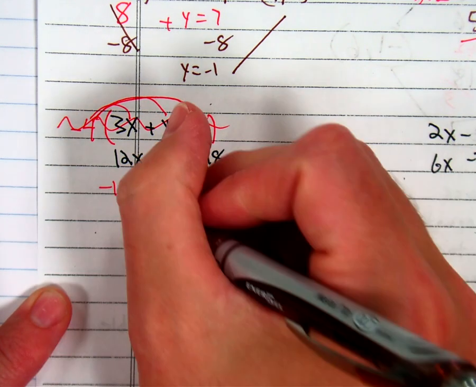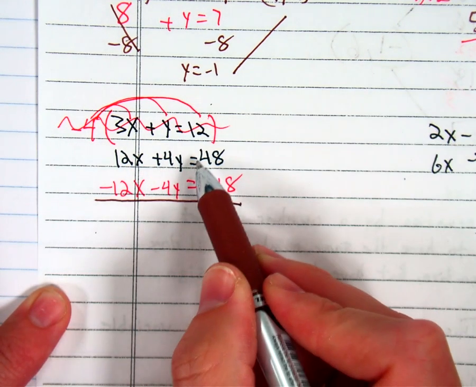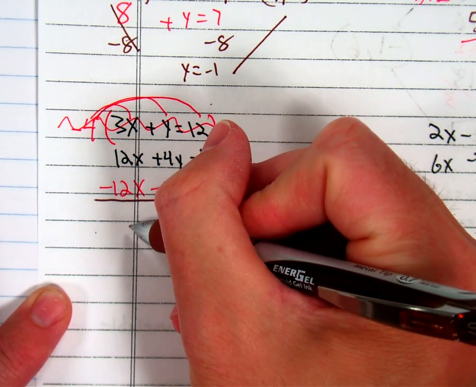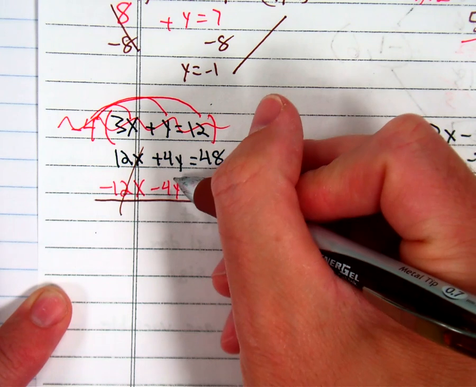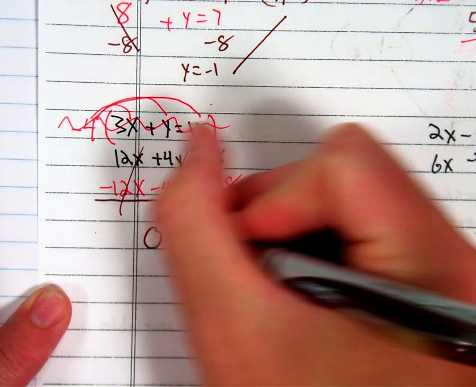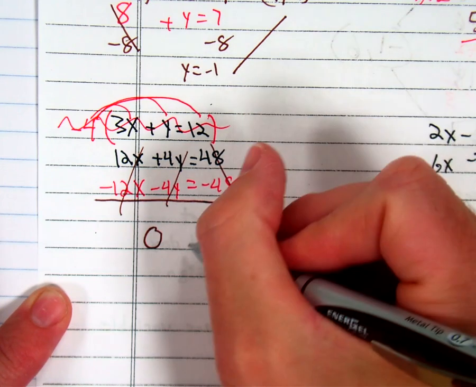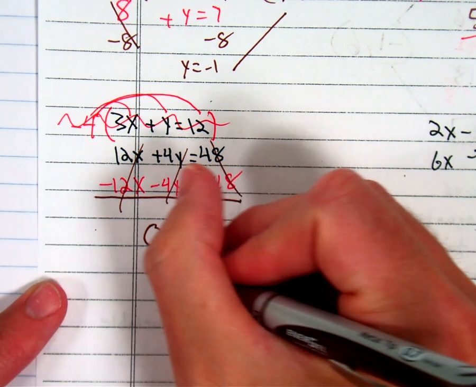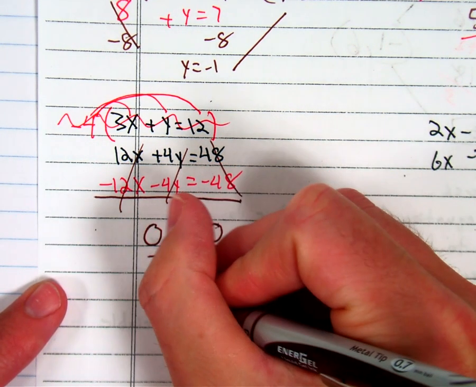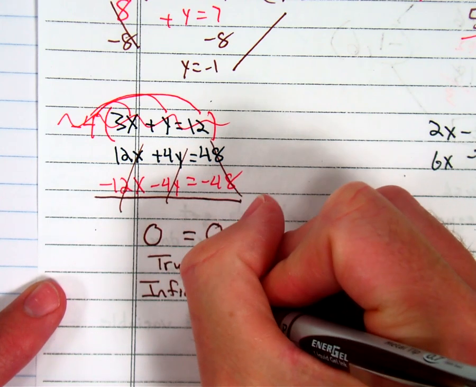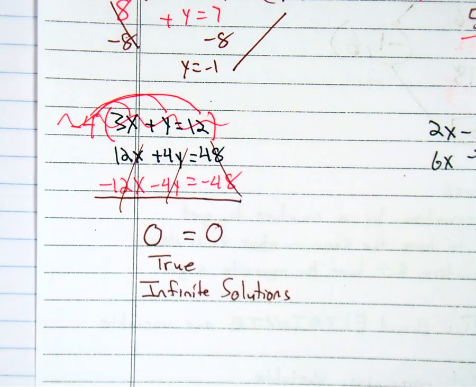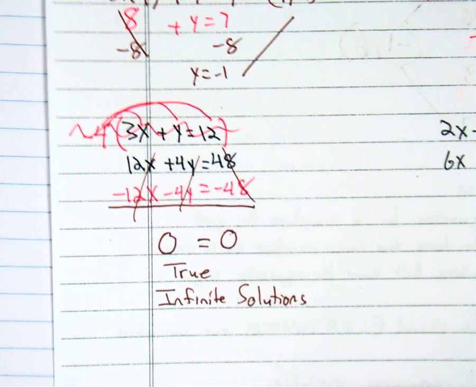And look what happens. We were trying to cancel out the y's, and we're actually going to cancel out everything. 12x minus 12x cancels out. 4y minus 4y cancels out. So that's 0 on the left. 48 minus 48 is 0 on the right. 0 equals 0. That's a true statement, which means we have infinite solutions. So that one was the infinite solutions one, which probably means the next one is no solutions.